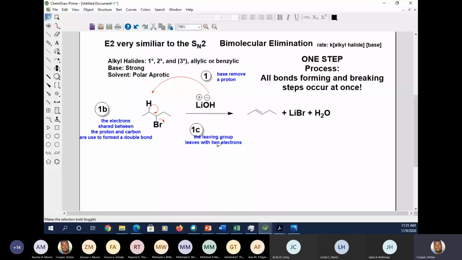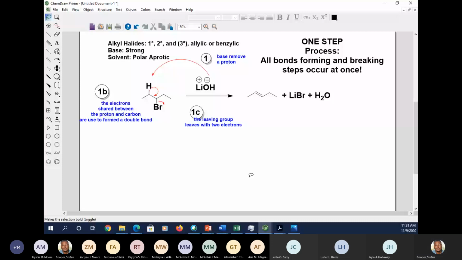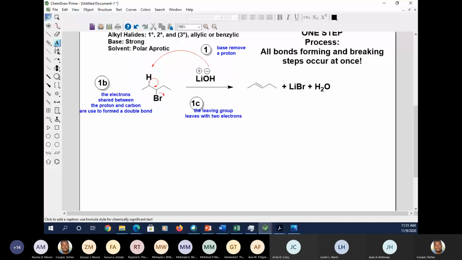Okay, what do you think is the opposite of this process? E1, right? And this is going to be very similar to which process? Yeah, to the SN1 process.